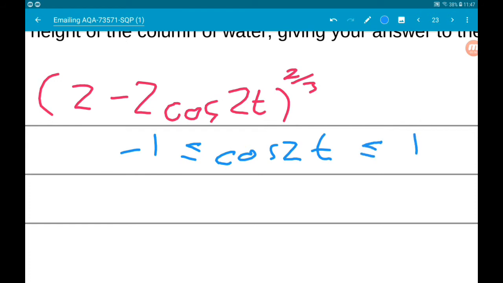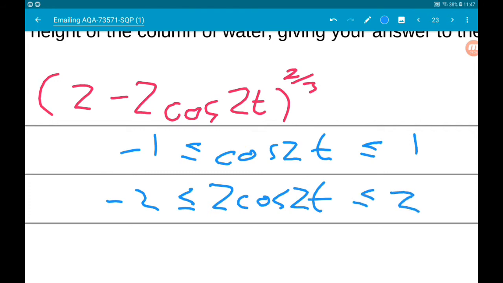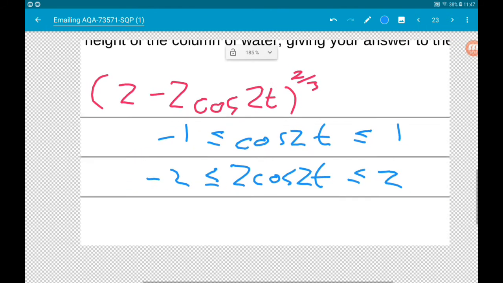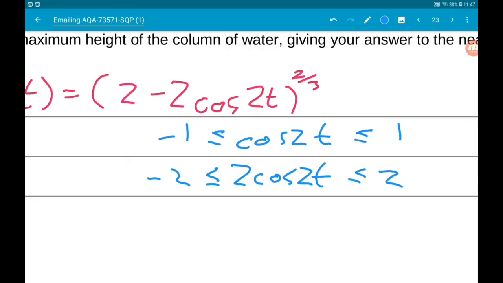It can be between minus 1 and 1. So 2 cos 2t is between minus 2 and 2. Now, in the function of t, we are subtracting 2 cos of 2t. So for 2 minus 2 cos of 2t to be maximum, we want 2 cos 2t to be minus 2.